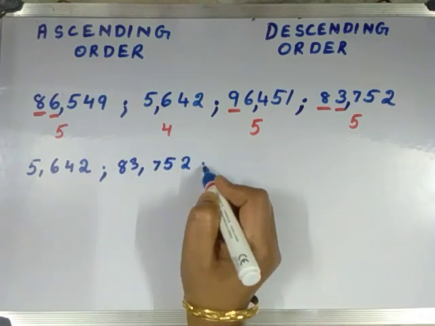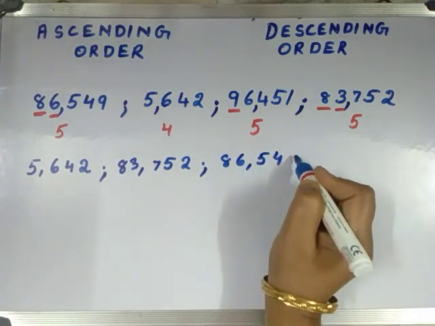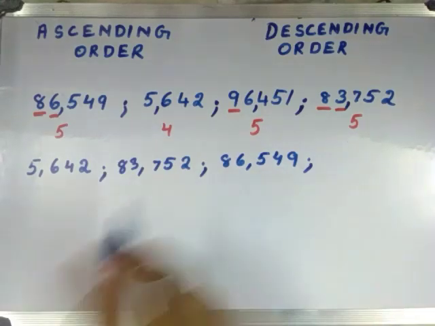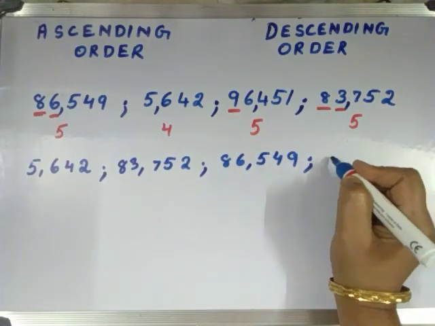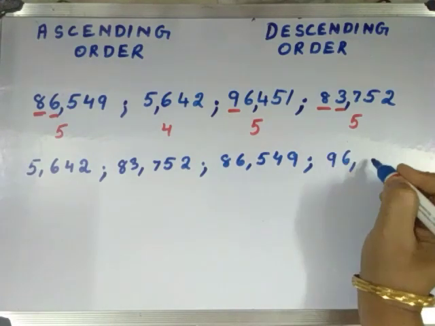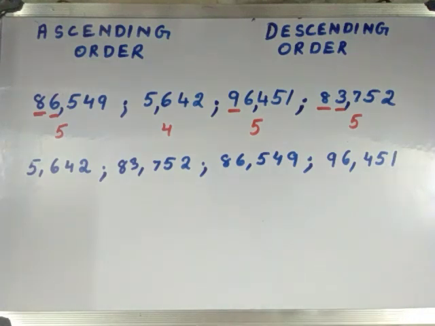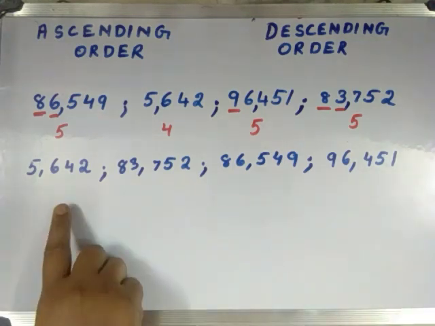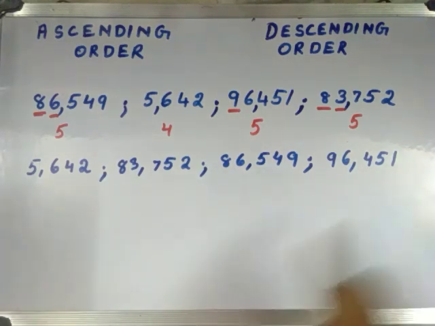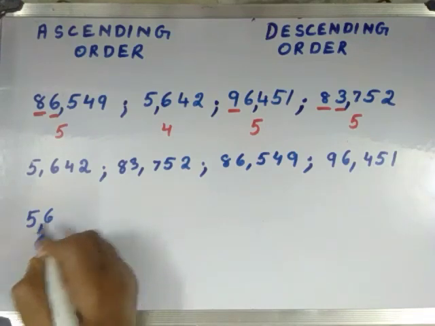So we write here 83,752 and then we write 86,549. And which number is left? The next 5-digit number, that is the largest 5-digit number, 96,451, is the largest, which we write at the end. This is how we write the ascending order, starting from the smallest and ending with the greatest. These numbers can be arranged in this manner also.